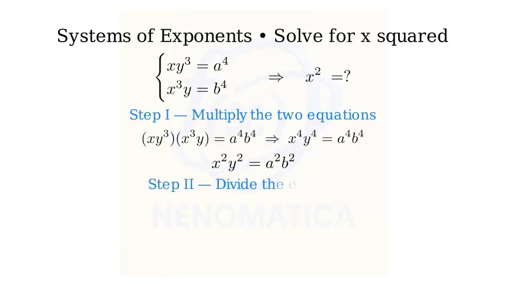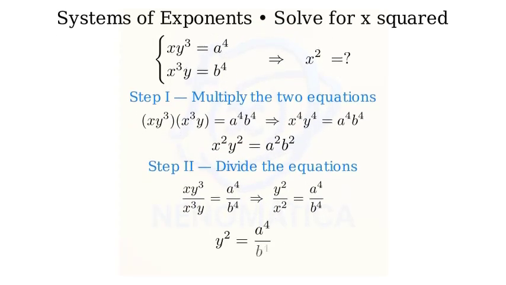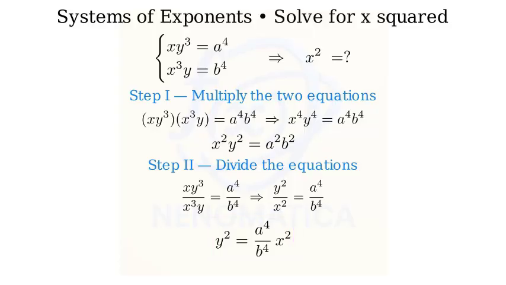Step 2 is to divide the two relations. Dividing the first by the second yields y squared over x squared equals a to the fourth over b to the fourth. Therefore, y squared equals a to the fourth over b to the fourth times x squared.